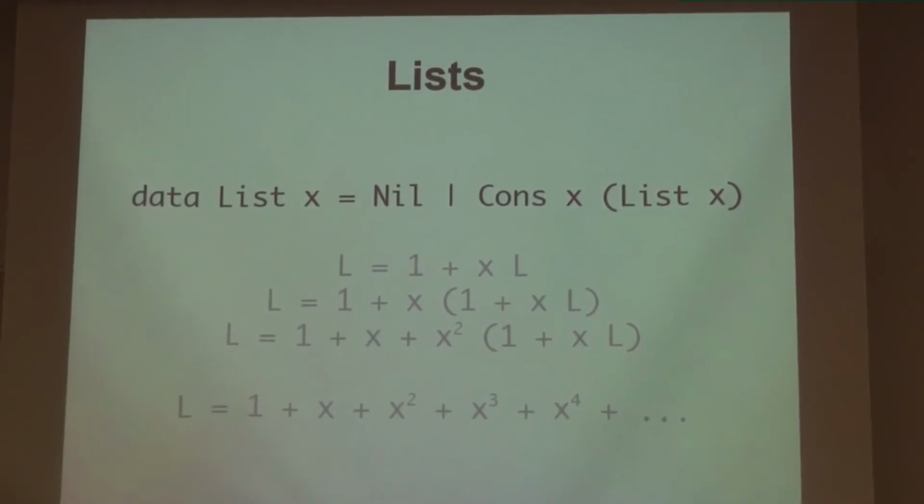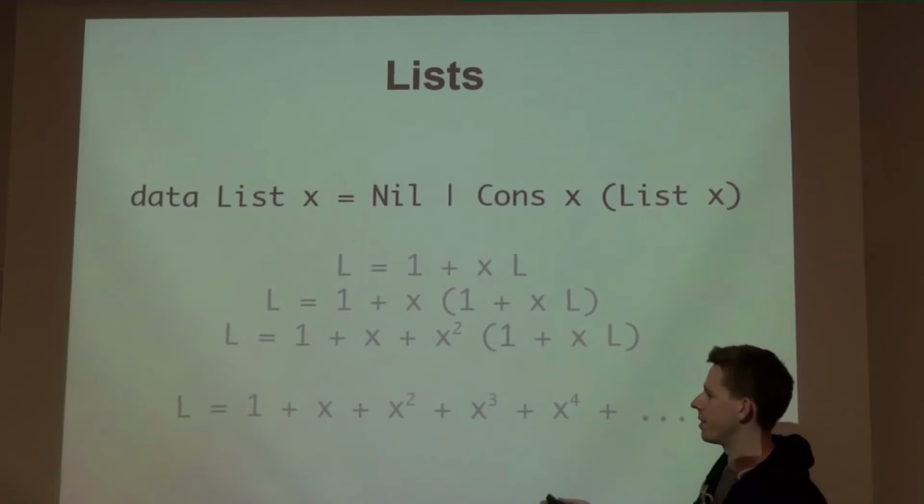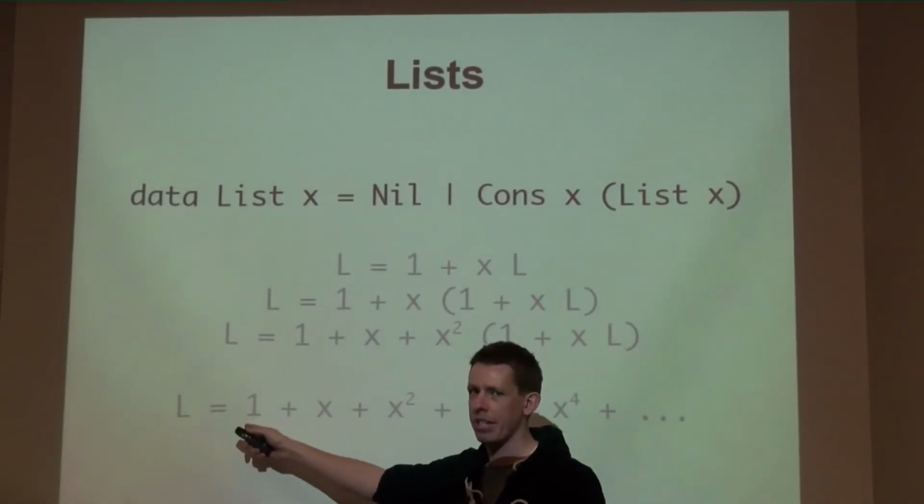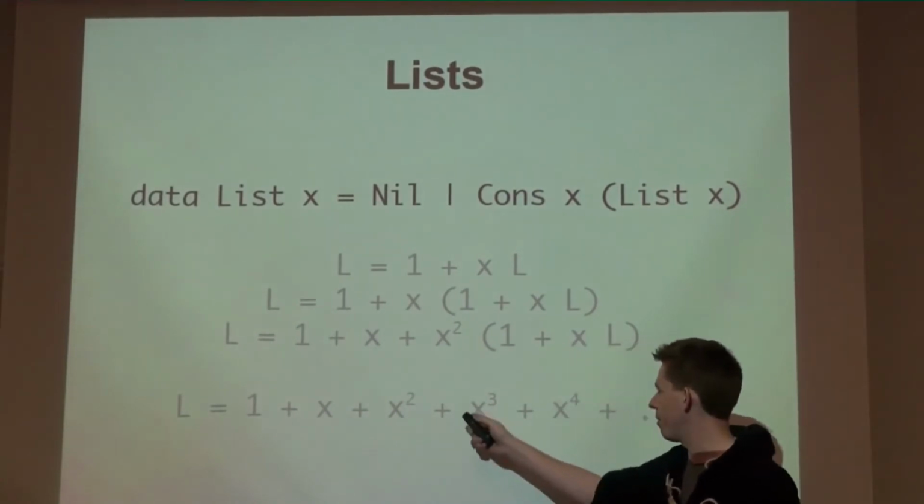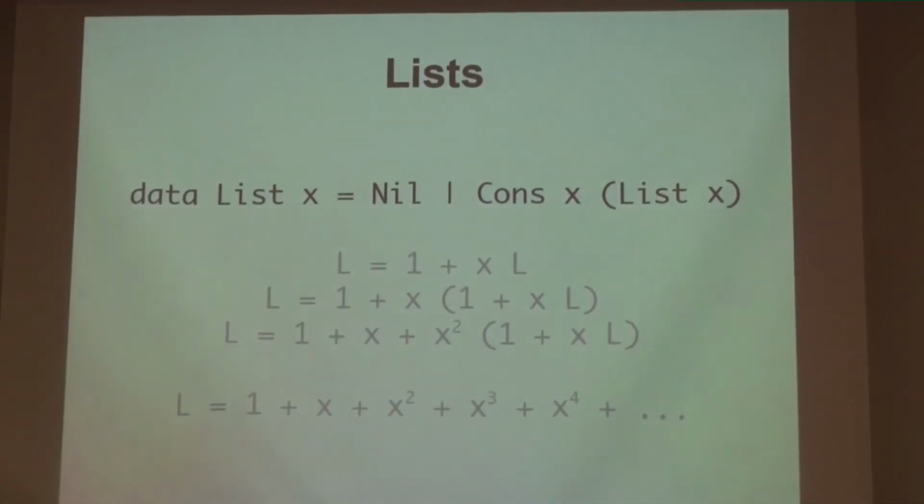So this is just repeatedly substituting the value of L on the right-hand side with the entire expression on the right-hand side. And what this is saying is that a list is either empty, or it has one value, or it has two values, or it has 3 or 4. So it's a list, right?